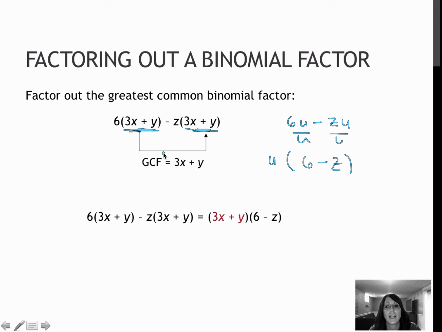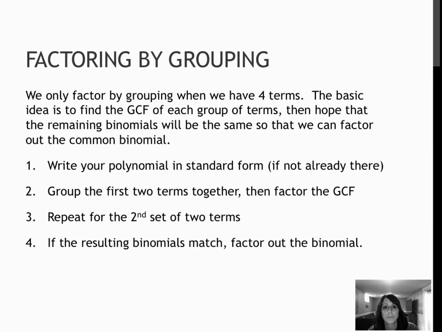And so what I've done then is I've said, well, I'm going to divide this by 3x plus y. I'm going to divide this by 3x plus y. And I'm going to take that 3x plus y out front, and what I'm left with is 6 minus z. So again, this is sort of the second step in what we're doing with factoring by grouping.